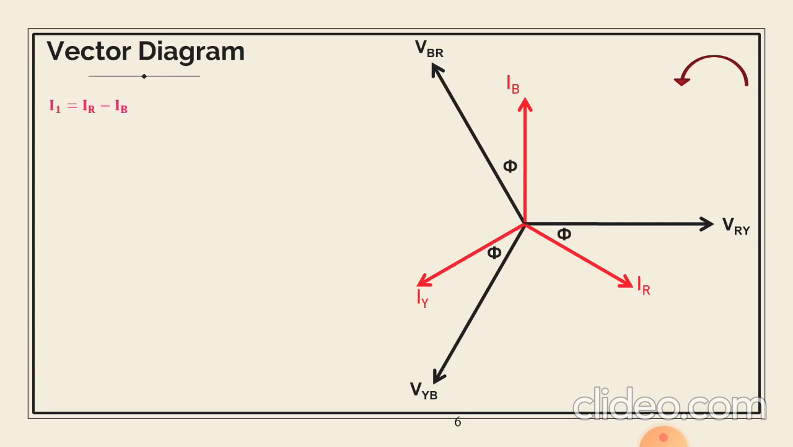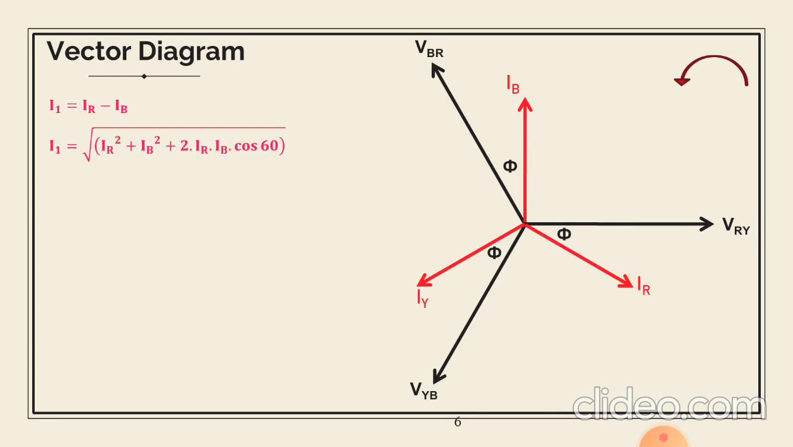Now we have already written three equations. So let us take one. The line current I1 is equal to IR minus IB. So we need two vectors. One is IR and the other one is minus IB. So I1 is the vector sum of IR and minus IB. Here we have got IR, but where is minus IB? Let us draw the opposite vectors of these three.